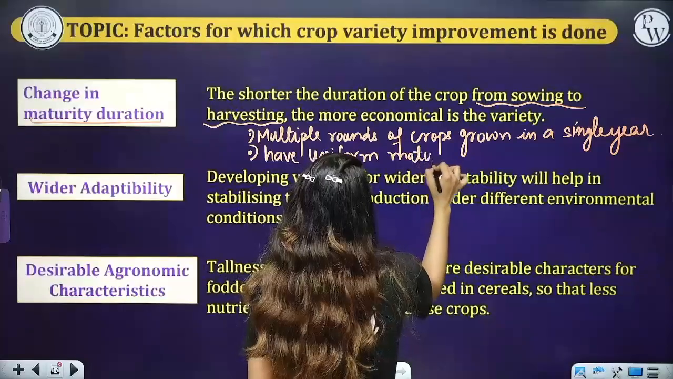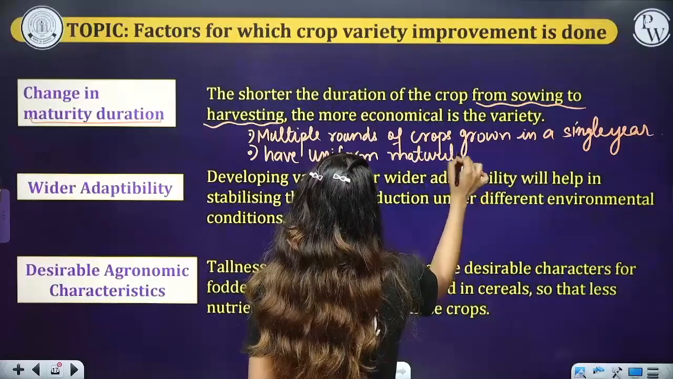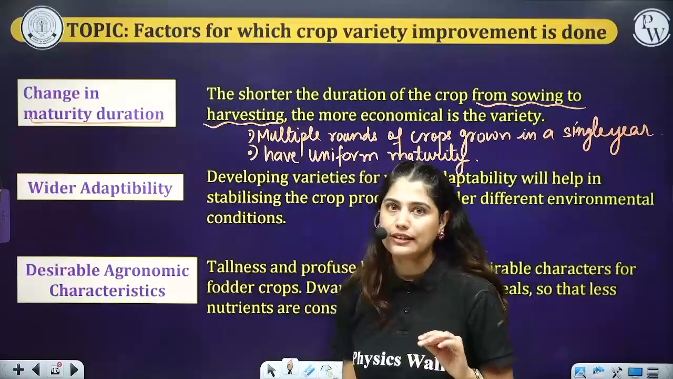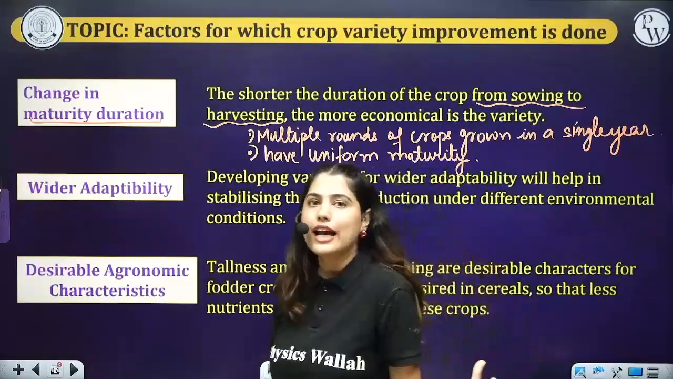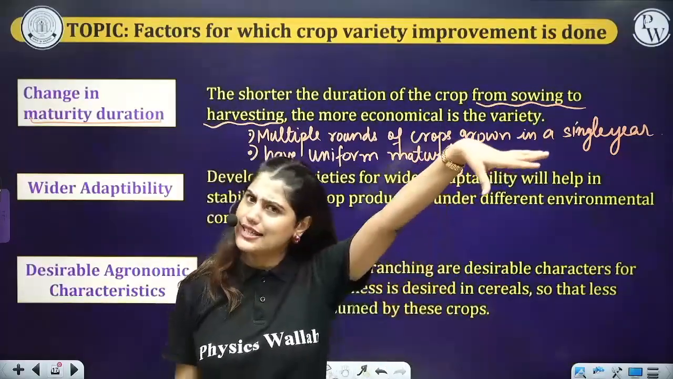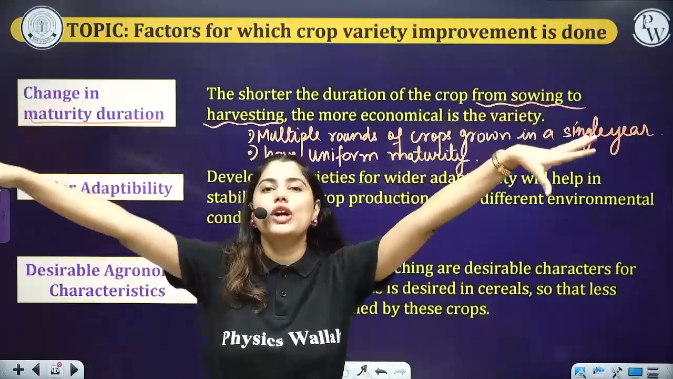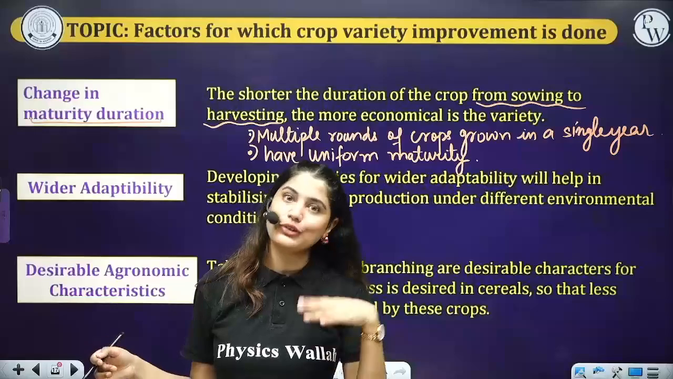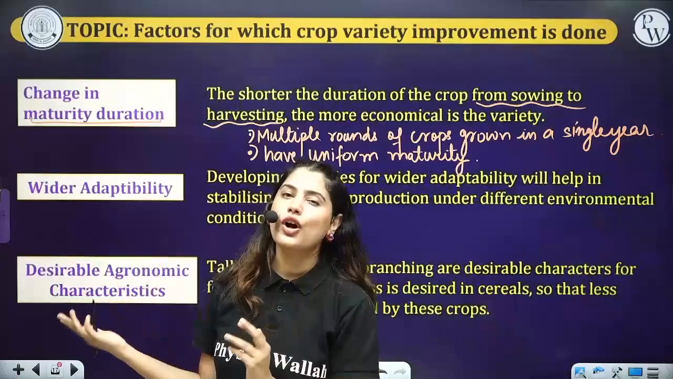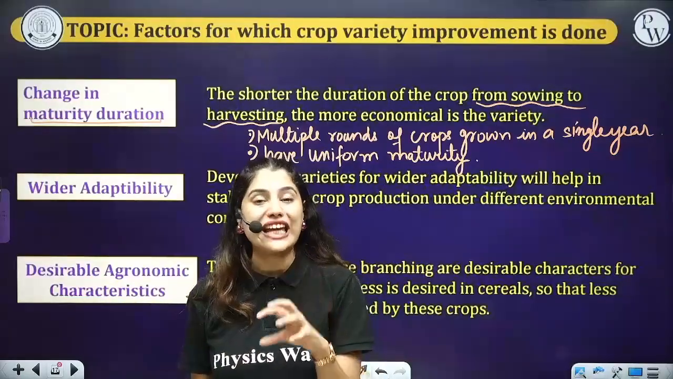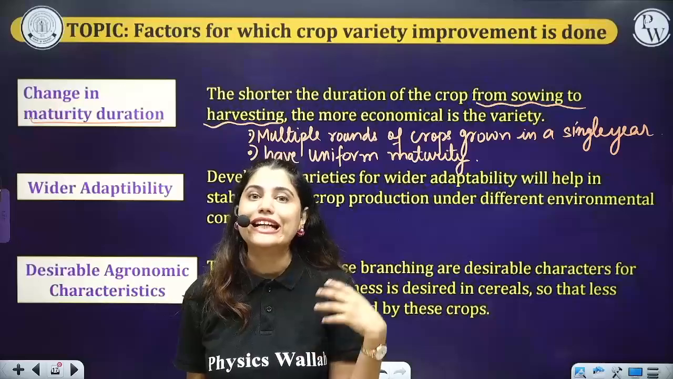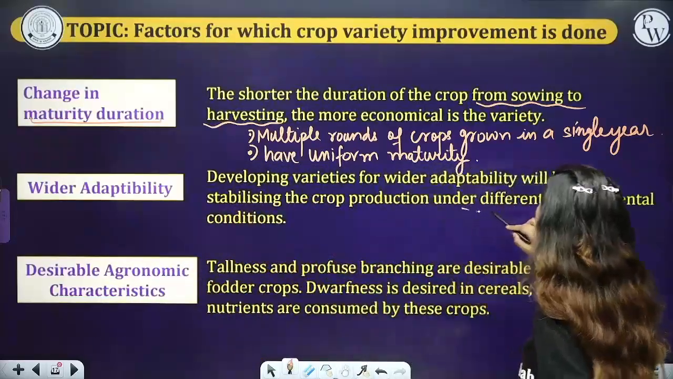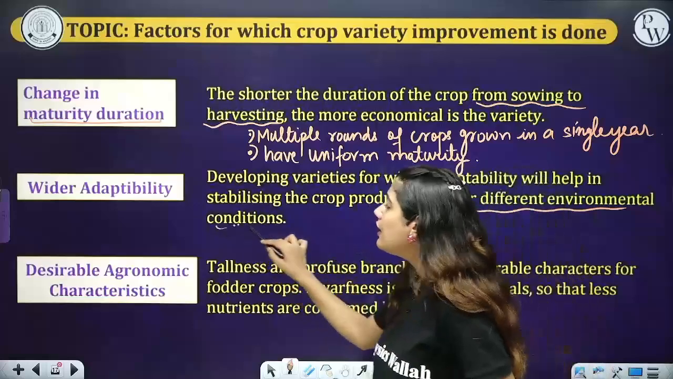All should mature at a particular time, right? Next point, we have wider adaptability. It's like if you go to Ladakh, I'll be able to survive. If you go to Rajasthan, you will be able to survive. Similarly, crops should be able to adapt to different climatic conditions, whether taken to Ladakh or to a hot condition. That is basically wider adaptability. They are adapting to different environmental conditions.